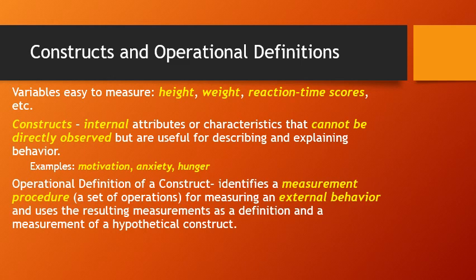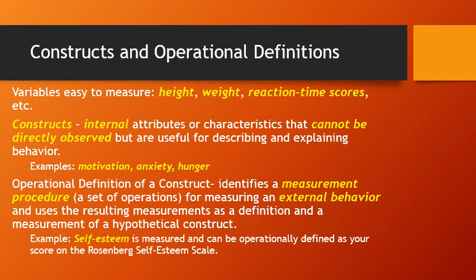An operational definition of a construct identifies a measurement procedure, which is a set of operations, for how to measure external behavior in order to figure out what the construct would be. An example, self-esteem. We can measure it and we can operationally define it as your score on the Rosenberg self-esteem scale.